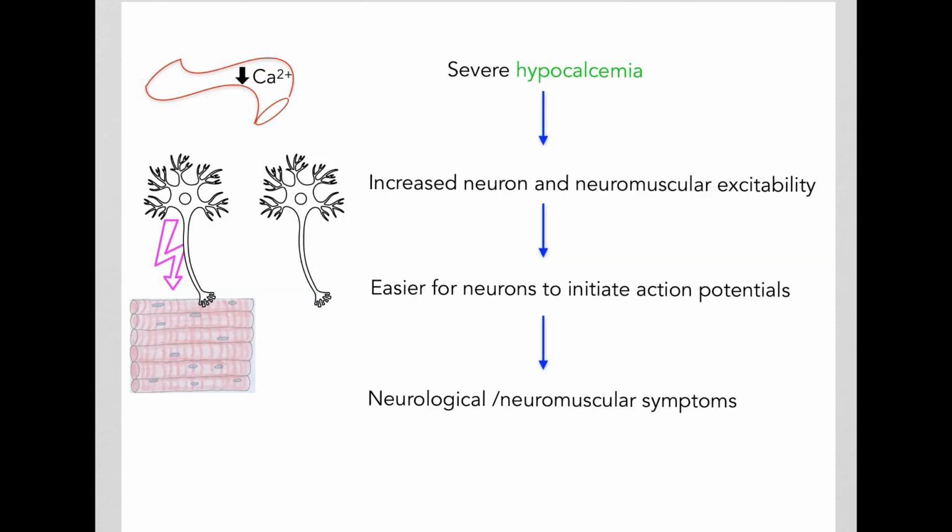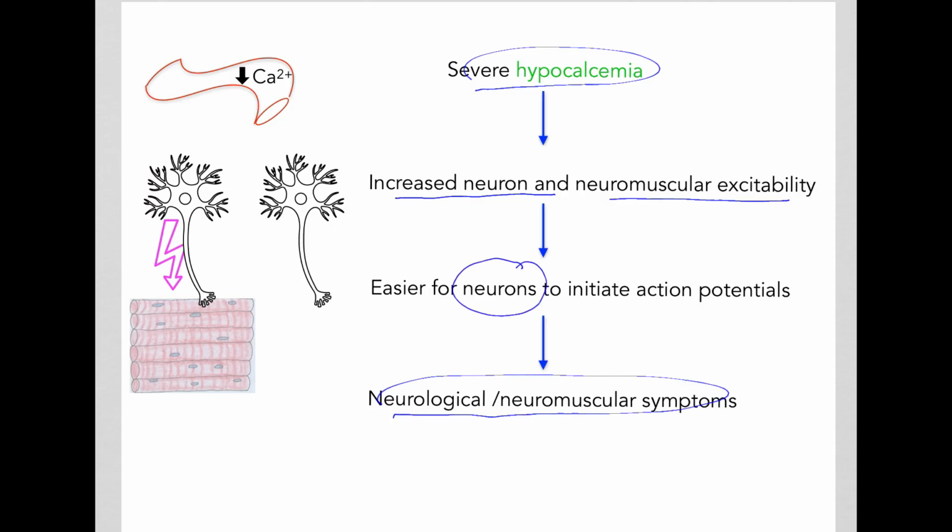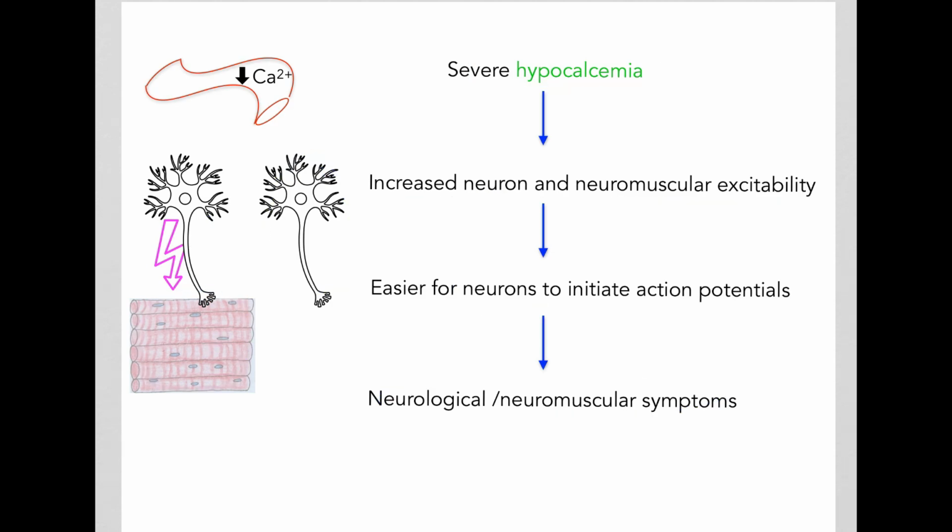Now, why do these neurological and neuromuscular symptoms occur? This is because severe hypocalcemia causes increased neuronal as well as neuromuscular excitability. That means the neurons will fire much more easily, and if the neurons fire easily, the skeletal muscle will also contract much more easily. So what's the biochemical basis for this increased neuronal and neuromuscular excitability due to severe hypocalcemia?